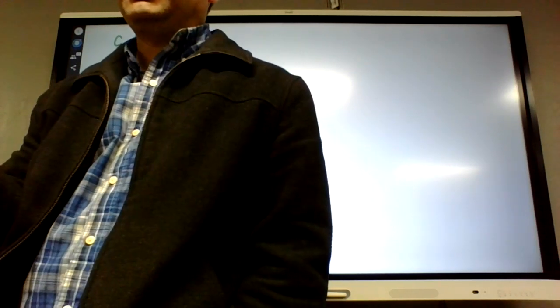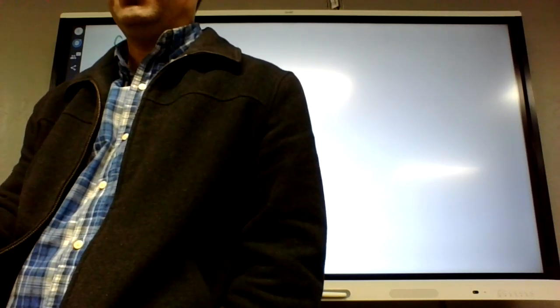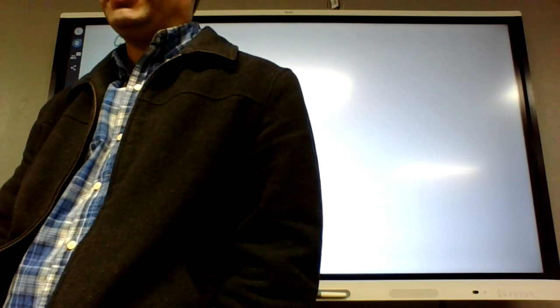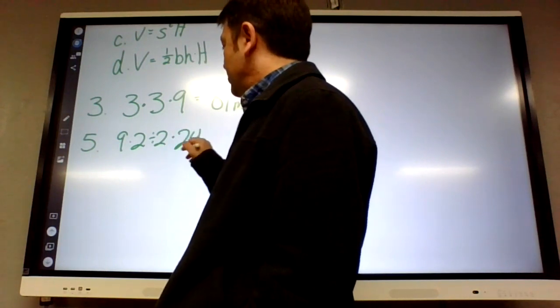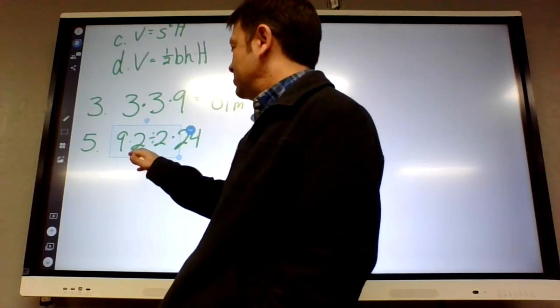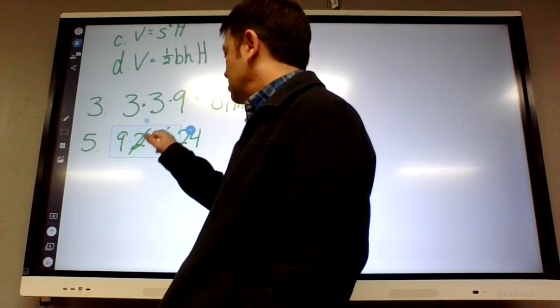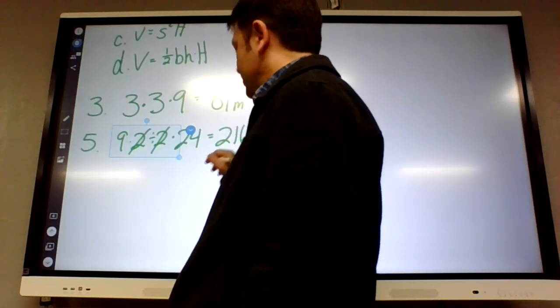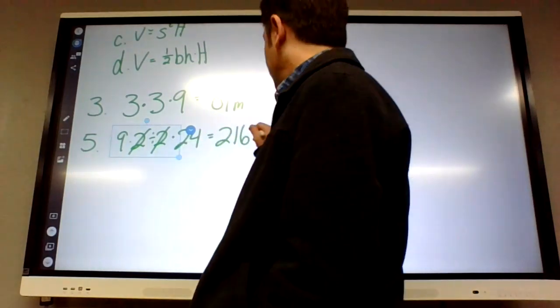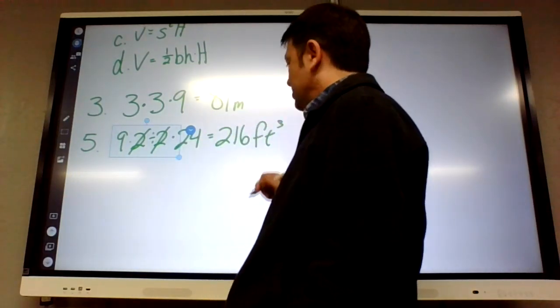So for just the little triangle, you have to look at the bottom of the prism for the base, which is 9. And then you have to look at the top of the prism to find the height, which is 2. So just for the triangle, it's 9 times 2 divided by 2. But then we have to multiply that by the height of the prism, 24. What's going to happen to the times 2 divided by 2? Cancel. So 9 times 24 comes out as 216 feet cubed.